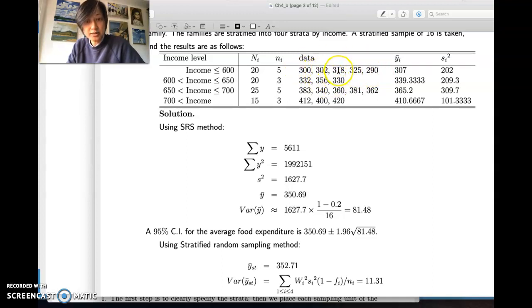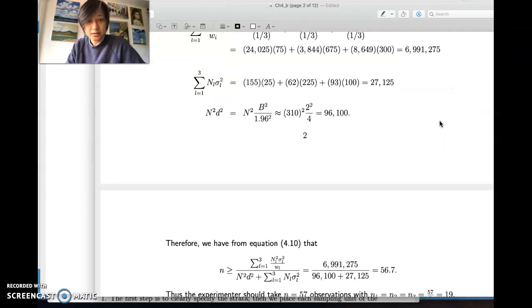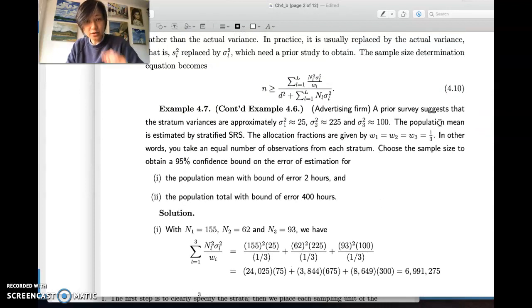Between the strata they are quite different with the average. You can see they're quite different. Okay, in that case we could minimize the variance. All right, so I'd like to go back to example 4.7.